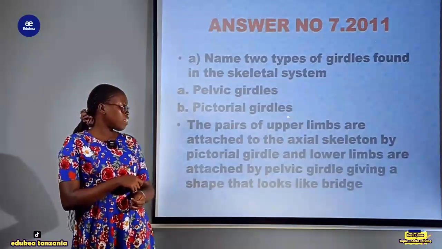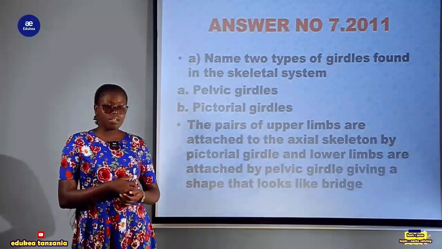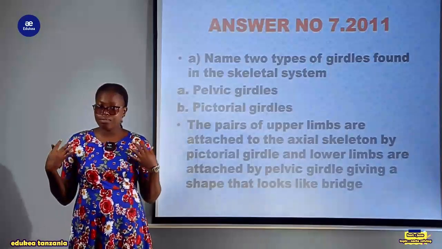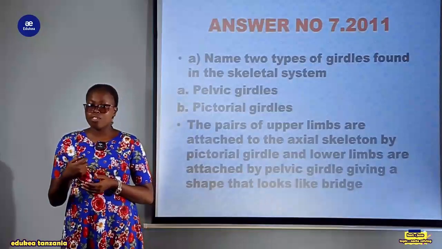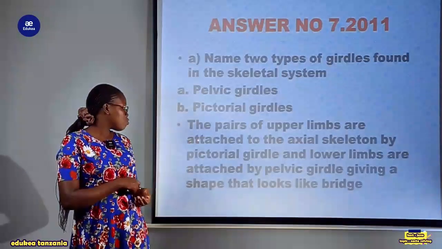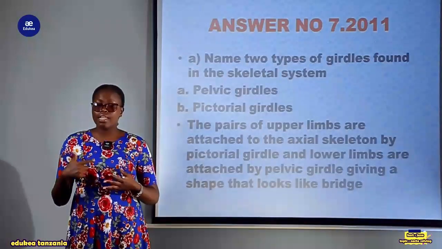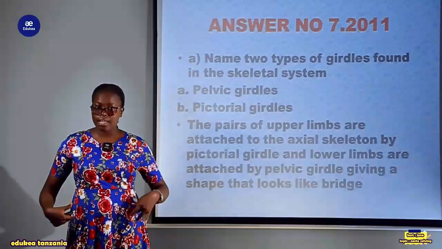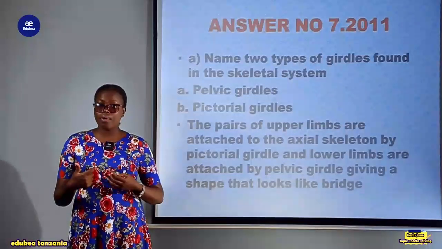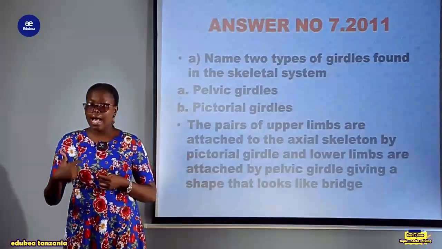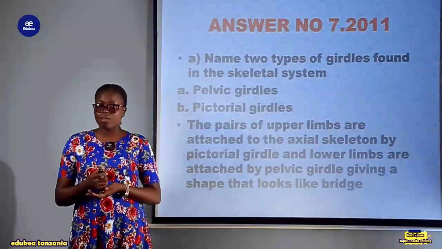The pair of upper limbs are attached to the axial skeleton by the pectoral girdle. When we talk about the upper limbs, we start from the shoulder area. But the lower limbs start from the hip, from the hip down to the tarsals, phalanges and toes. The lower limb is attached by the pelvic girdle to provide the upright position and to support the weight of the body.